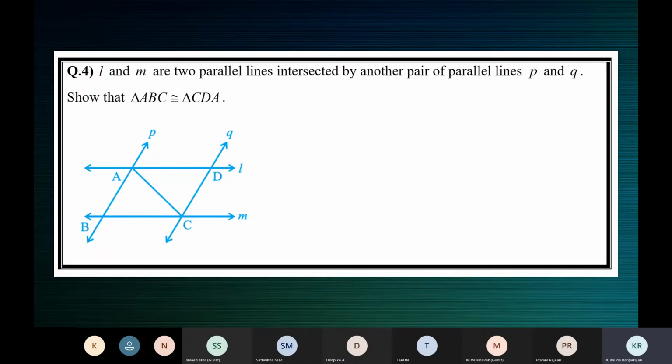Okay, we have to continue from here. So here L and M are two parallel lines, intersected by another pair of parallel lines P and Q. So L is parallel to M, P is parallel to Q. Show that triangle ABC is congruent to triangle CDA. You need to show that this triangle ABC, this one, is congruent to triangle CDA.